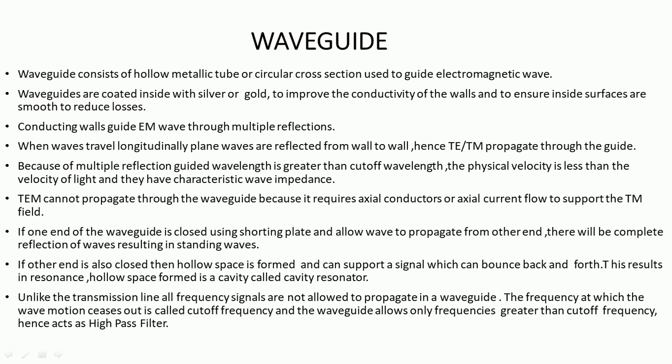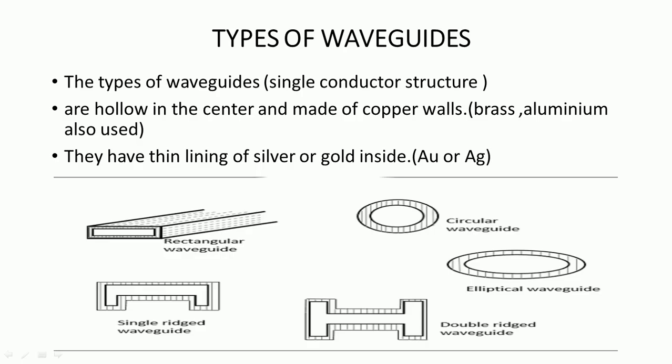Also, unlike the transmission line, the waveguides allow only frequencies above the cutoff frequency. As we know, the cutoff frequency is where the wave motion is stopped, where it ceases. So it is allowing only the frequencies greater than the cutoff frequency, and it can act as a high pass filter. Now in this diagram we will have the complete analysis of types of waveguides.